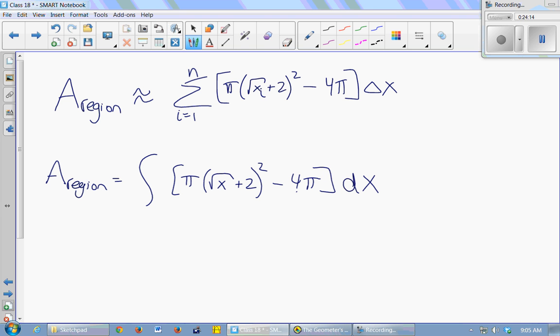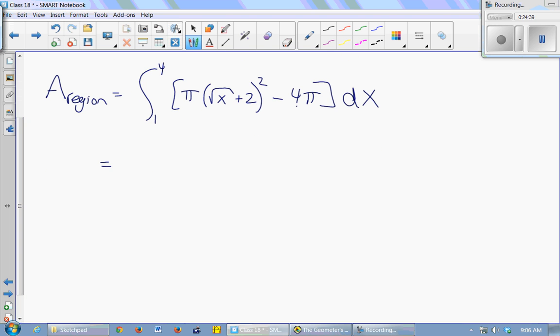How would I actually take this integral? Any ideas? Oh yes, thank you. I need the bounds. 1 to 4. Expand it out and break it up using the power rule. Yeah.